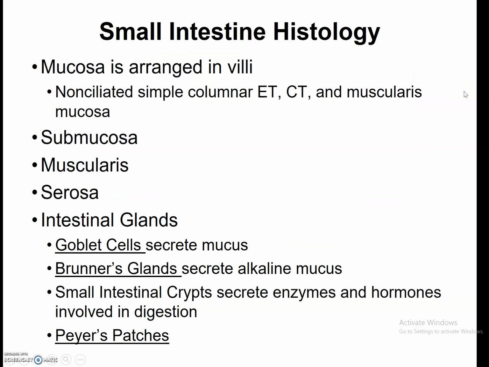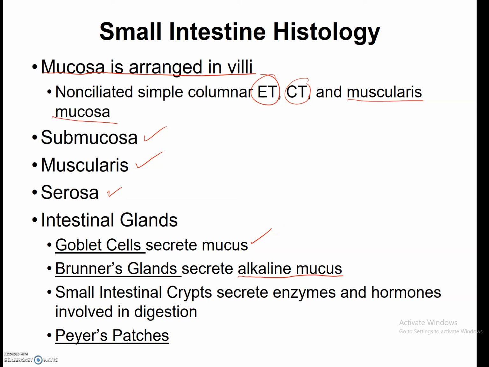So the histology, or the slides of the small intestine, again, you have a mucosa. It's arranged with villi, which we already saw. Non-ciliated simple columnar epithelium. Remember, ET is epithelium. You have connective tissue and a muscularis mucosa. So in other words, you have more smooth muscle here. Submucosa, muscularis, serosa. The intestinal glands include our goblet cells, which make mucus, our Brunner's glands, which make alkaline mucus.